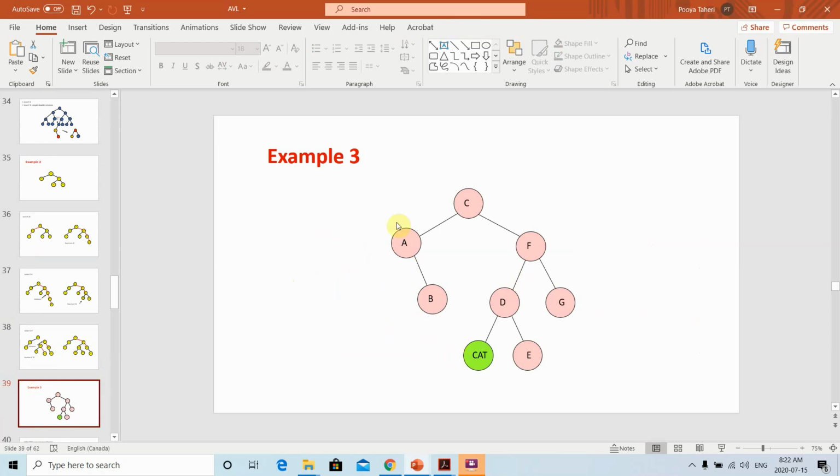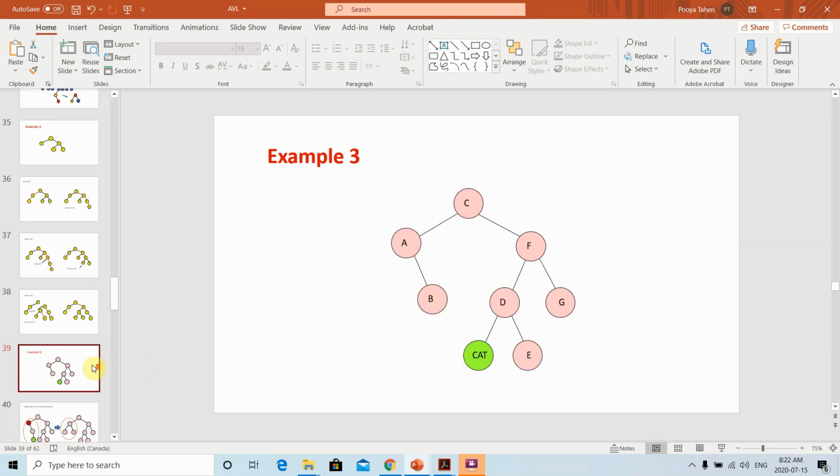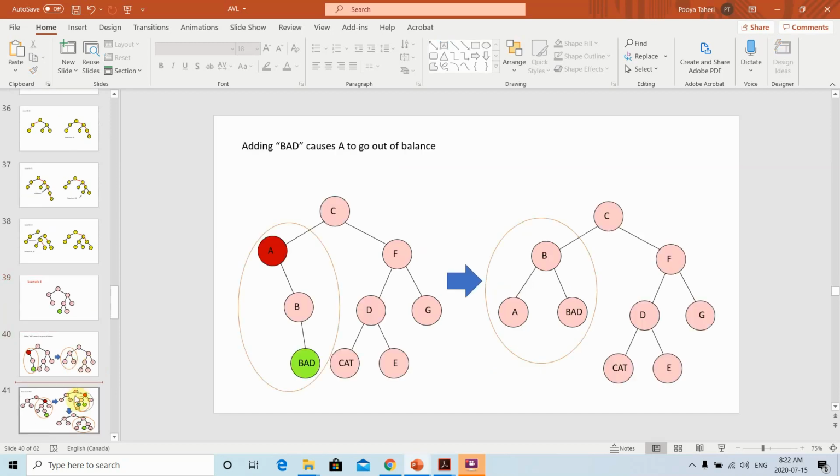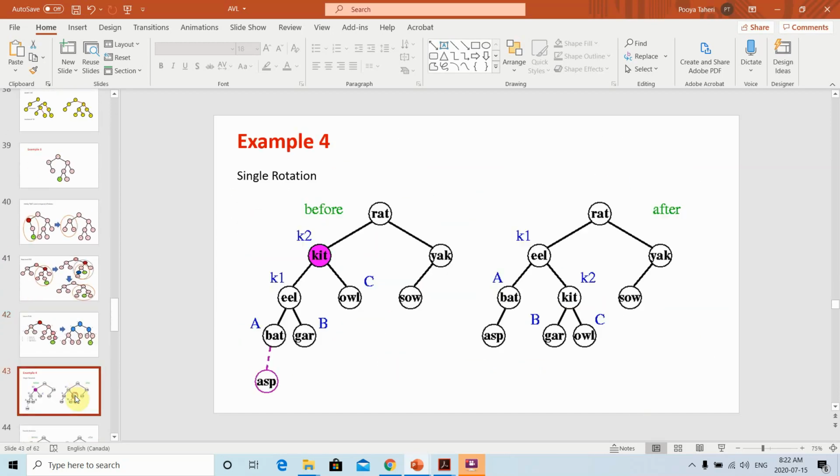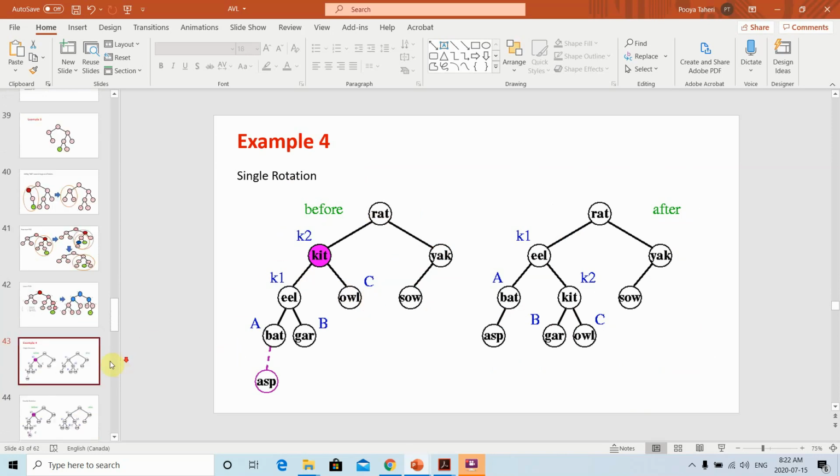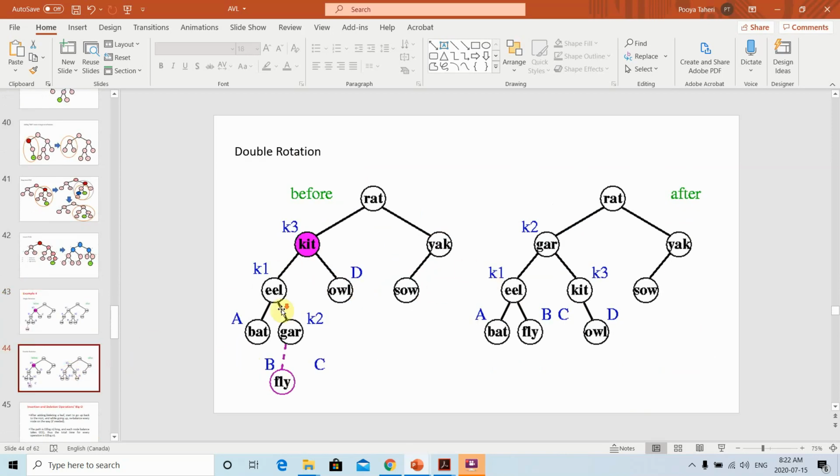There is another example. Not going to spend too much time on these ones, but you can follow these examples yourself. Okay, another example here shows a single rotation, and this shows a double rotation.